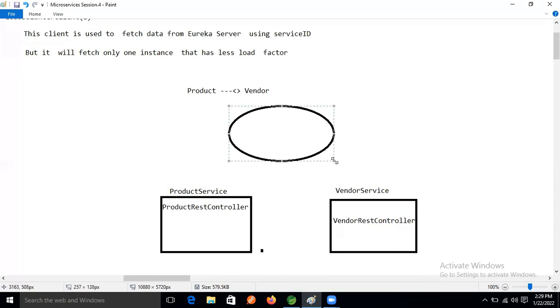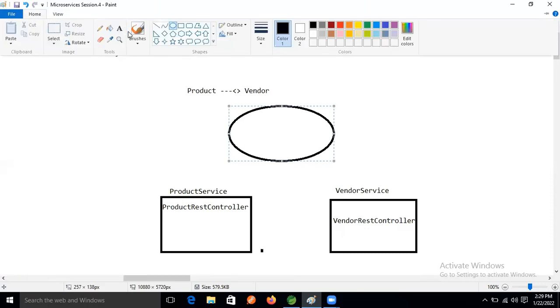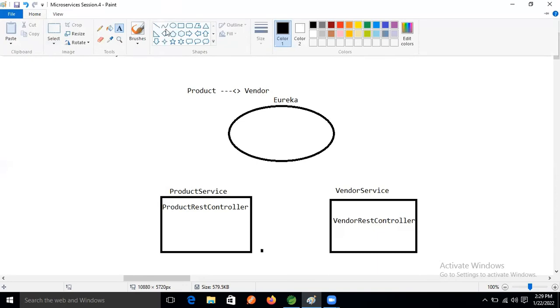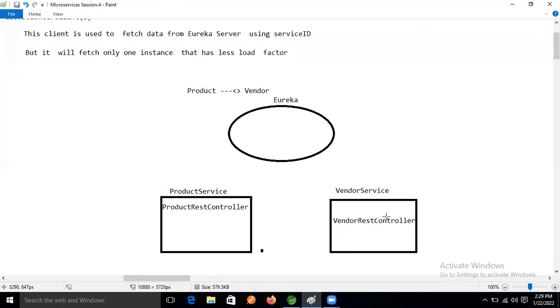That is the discovery client or not? The Eureka discovery server. Eureka server, right? Yes, one more component will come: the Eureka server. After that, we need to publish or register both of these microservices in the Eureka server, right, guys?